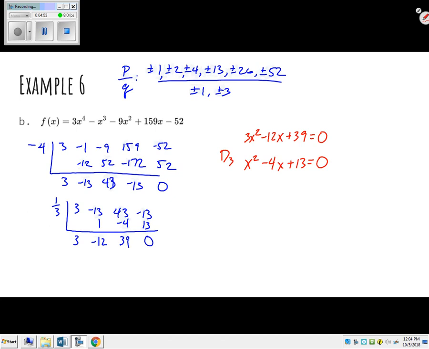A couple notes I wanted to make before we kept going on this: whenever I got down to here, I got the -4 to work. That gave me 3x cubed minus 13x squared plus 43x minus 13. Make sure once you get down to here that you revise your P over Q list if you can knock some values off. That would definitely be beneficial in not guessing so much on this.